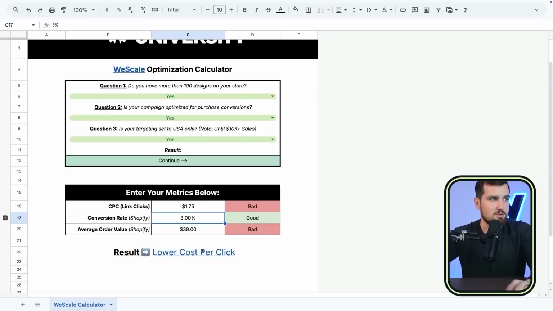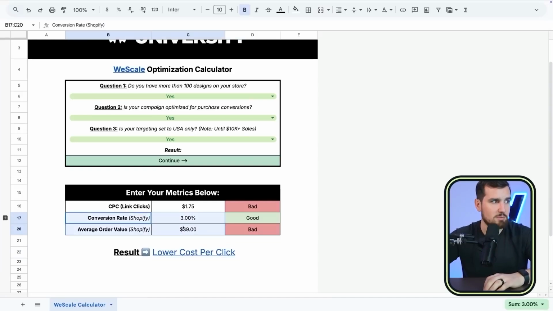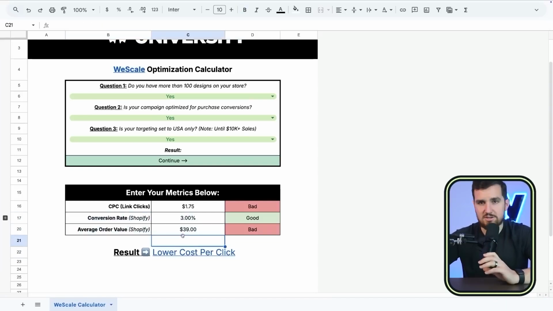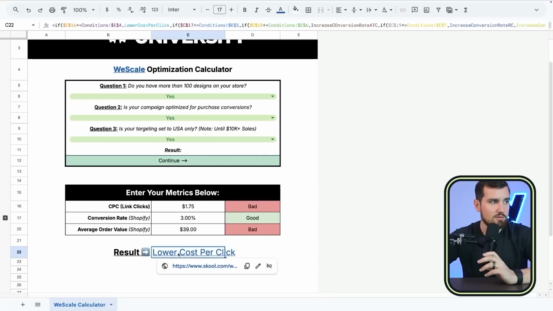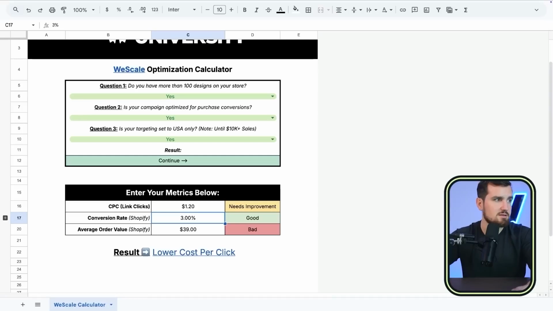Then that would tell us, okay, we need to go optimize our lower cost per link click. And the key here is that then I don't go mess around with my Shopify store. I don't do any changes to the conversion rate or average order value. I literally just go review the checklist and see what I can do to lower my cost per link click. But then once my link click is decent, like 1.20, it's getting better. But once we get under the dollar mark, then it moves on to the next piece, enter our conversion rate. So let's say our conversion rate is 1.75.